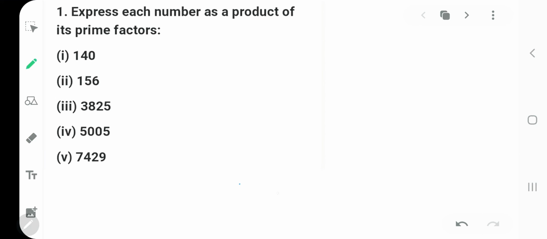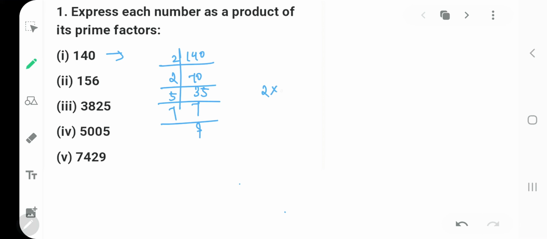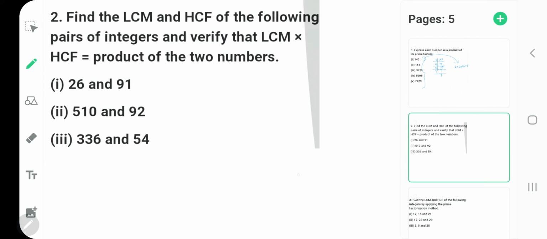Your first problem is express each number as a product of its prime factors. You have 140 and prime factors, you have to find it out like this. So you got the prime factors as 2, 2, 5, 7. So you have to just write it like this. That is how you find the prime factors, and I think the complete set will become easy. So that will be your homework. Can you do that? Yes, very good.